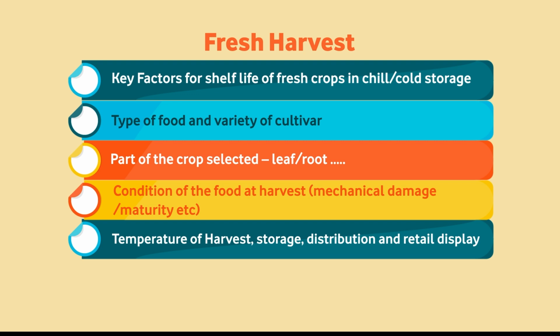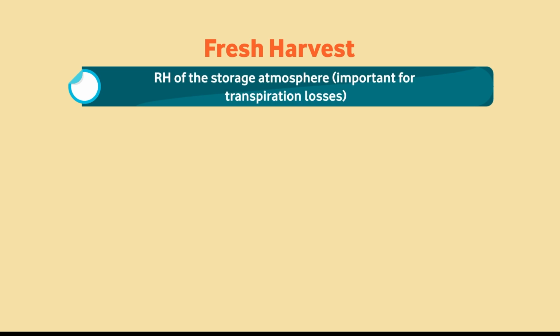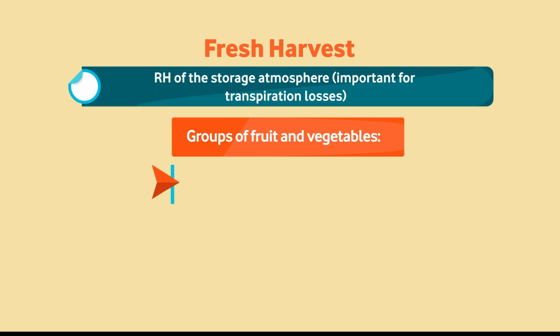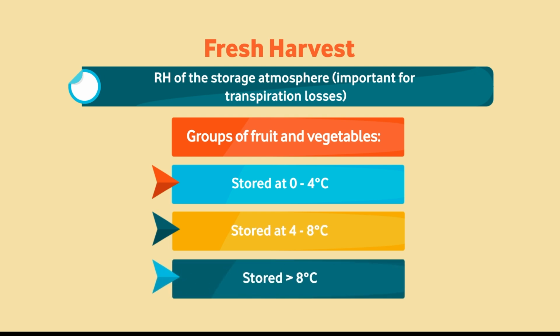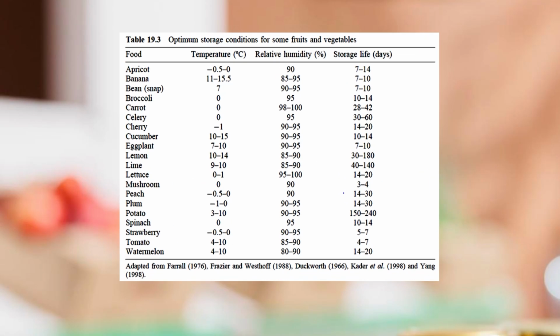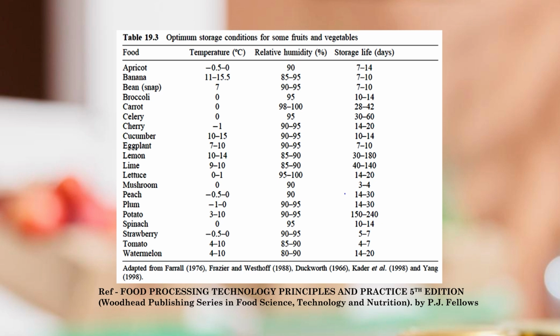Storage conditions, that is, the conditions maintained in the retail supply chain. RH is very, very important because the transpiration loss is connected with RH. If RH is kept high, the transpiration loss would be lesser. Now for fresh harvest, we classify the groups of fruits and vegetables into those stored between 0 to 4, another 4 to 8, and then a few requiring above 8, even above 10.